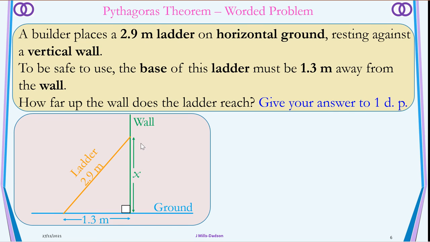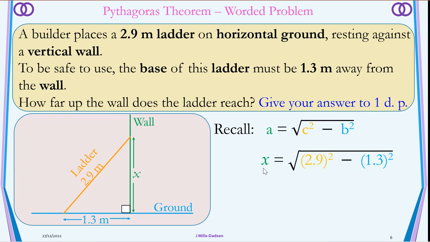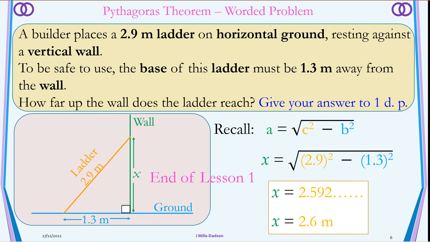So still Pythagoras, you check it's not the longest side, so it's the subtraction rule. Whichever way you remember the formula, a is now our x. So x is equal to the square root of 2.9 meters squared minus 1.3 meters squared. The calculator works it out for you, and it reaches 2.6 meters. So that's where the ladder reaches, 2.6 meters.